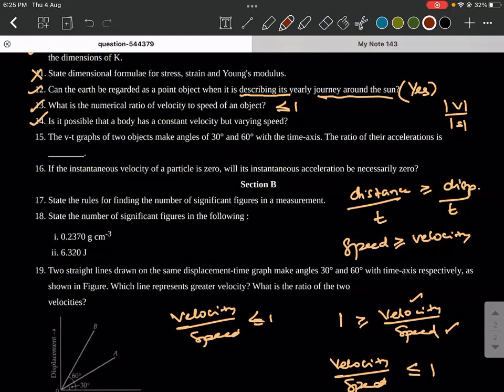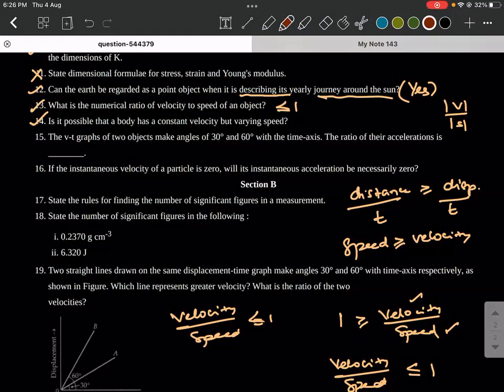Please make a note of it. The answer is no, because speed is the magnitude of velocity. Speed is the magnitude of velocity. Am I clear with this point? Now I want to ask you another important thing. Is the reverse thing possible? Speed of the object is constant. Can velocity change? Yes or no?